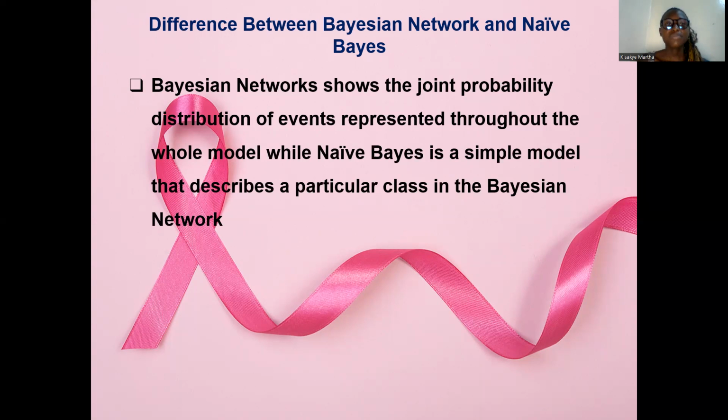The Bayesian network shows the joint probability distribution of events represented throughout the whole model, whereas naive Bayes is a simple model that describes a particular class in the Bayesian network.